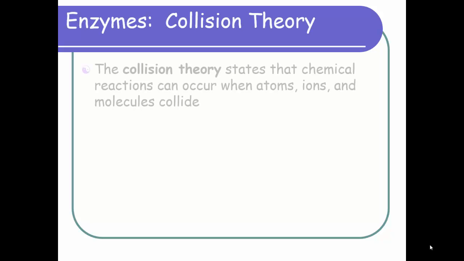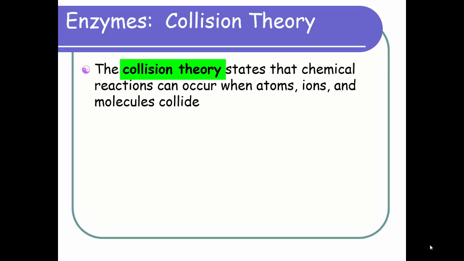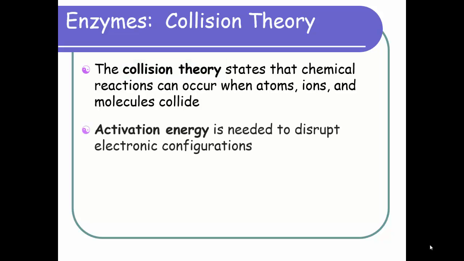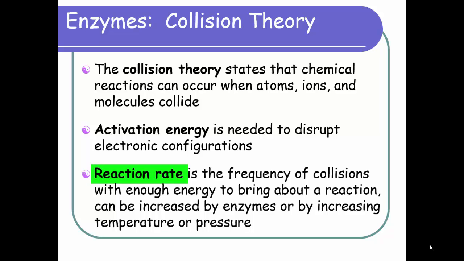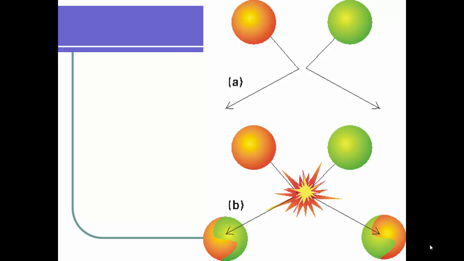In chemical reactions, the collision theory states that for the chemical reaction to occur, atoms, ions, or molecules must collide with each other, and they need enough energy in that collision to disrupt the electronic configurations. This is known as the activation energy of the reaction. The reaction rate is the frequency of collisions with enough activation energy to bring about a reaction. Reaction rates can be increased by the presence of enzymes or by increasing the temperature or pressure in which the reaction occurs. Here's your picture of the collision theory.